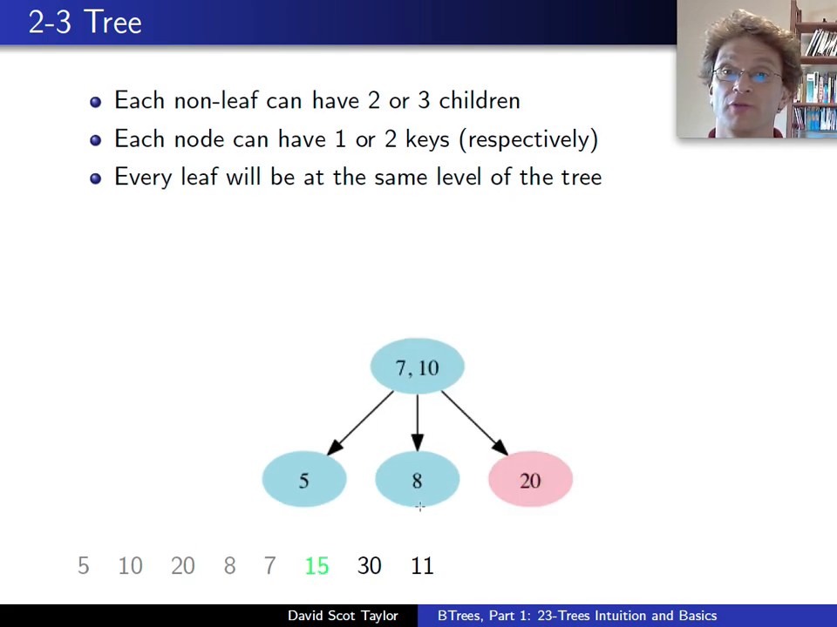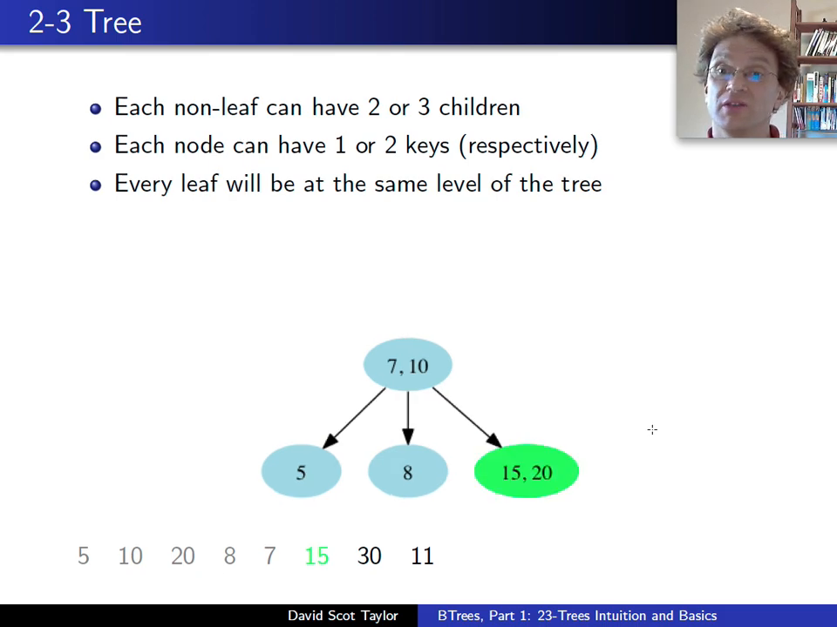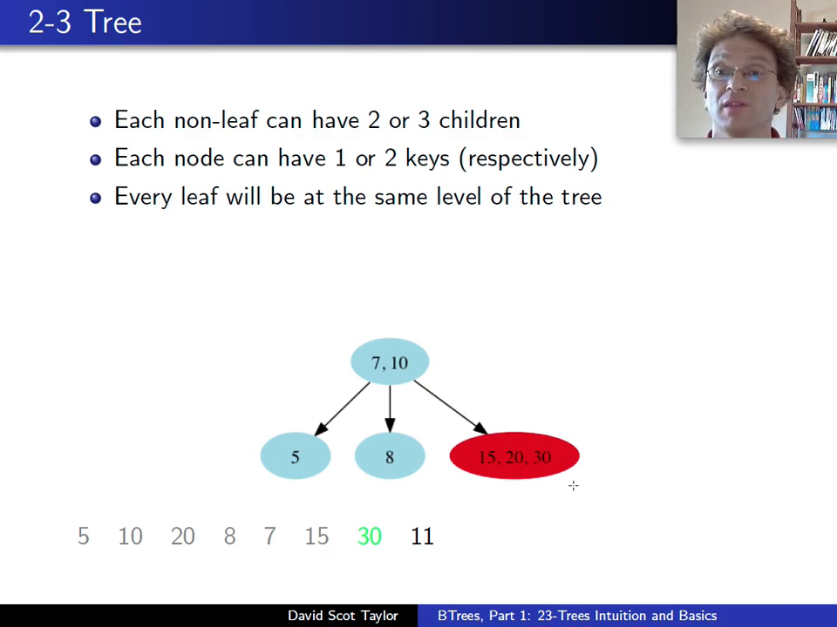I want to insert a 15. I compare the 15 against the 7. It's bigger. I compare it against the 10. It's bigger. In this case, I actually needed 2 comparisons to get down to one of my children. I get down to a leaf node. Hey, stick it in the leaf node. That's fine. Now I want to stick in a 30. 30 is bigger than 7. It's bigger than 10. Come down to this child. It's bigger than 15. It's bigger than 20.